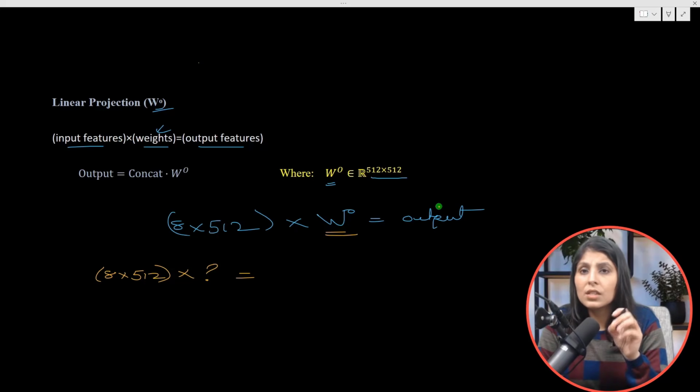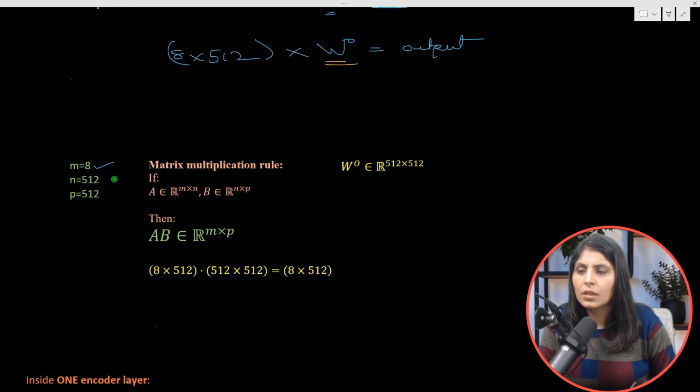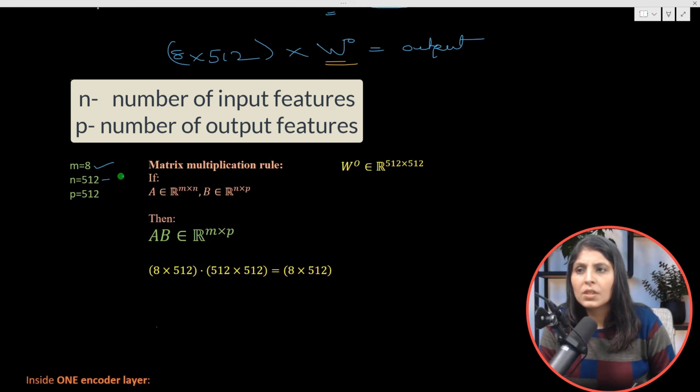We know that the shape of the output will be 8 into 512 because the input to the encoder and the output of the encoder will be same. And I've also told you that in every encoder, each sublayer will give you the same shape. We know that the output shape of this will be 8 into 512. Suppose M is 8. 8 means number of tokens, right? N is 512 means number of input features, and P is number of output features.